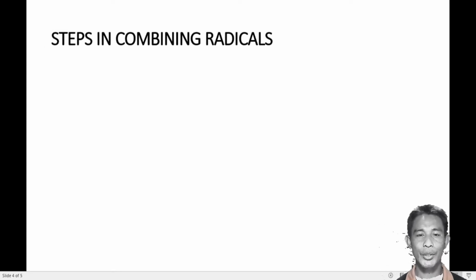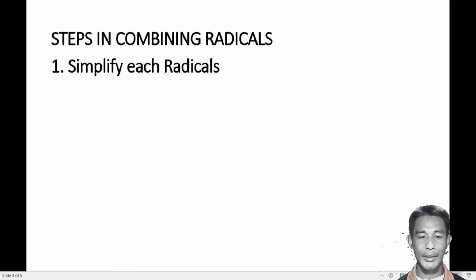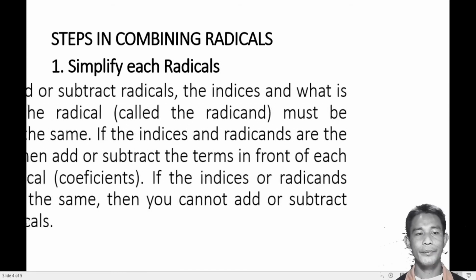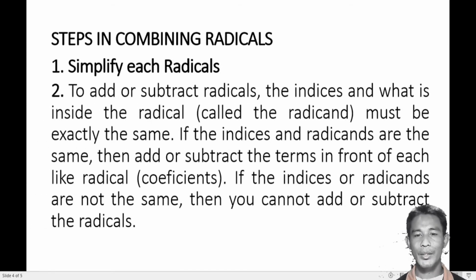So the steps in combining radicals: first, simplify the radicals. Then, to add or subtract radicals, the indices and what is inside the radical, called the radicand, must be exactly the same. If the indices and radicands are the same, then add or subtract the terms in front of the like radicals, or coefficients. If the indices or radicands are not the same, then you cannot add or subtract the radicals.